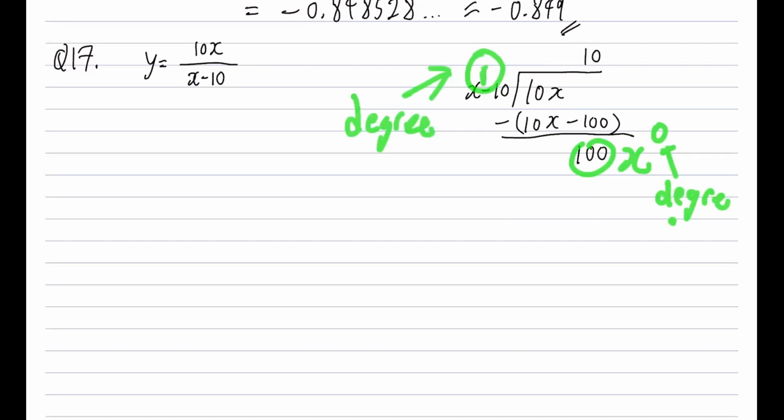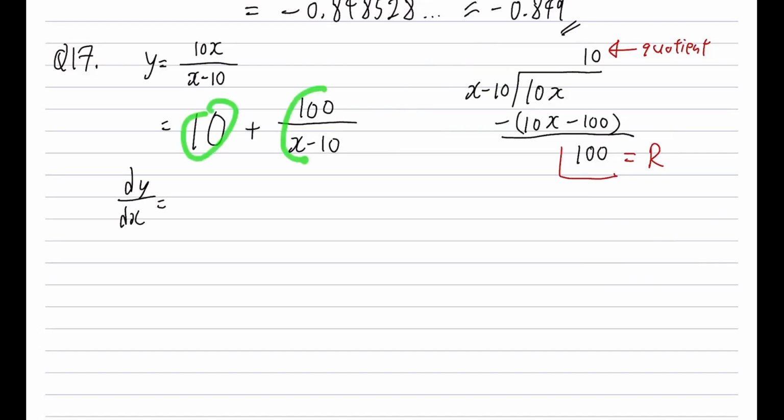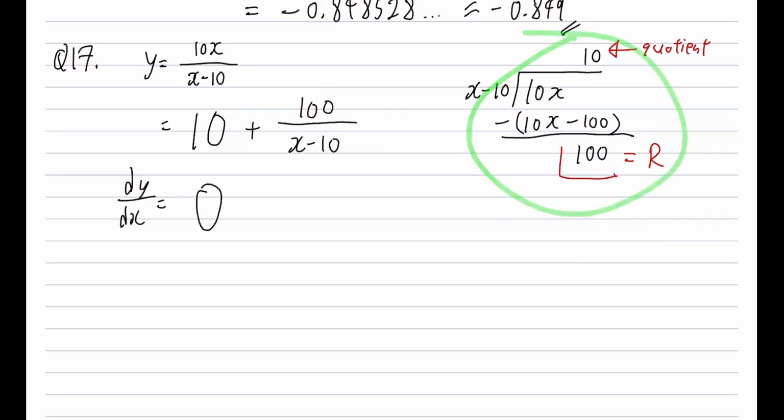When your degree here is smaller, what do you do? You stop, remainder. Very good. This is remainder equals r. This is the quotient, the answer. So the final answer, you can present it as quotient plus the remainder 100 over the divisor x minus 10. Then how to find dy by dx now? Differentiate term by term. Differentiate 10 and you get what? 0. So easy. But you need to know how to do long division.